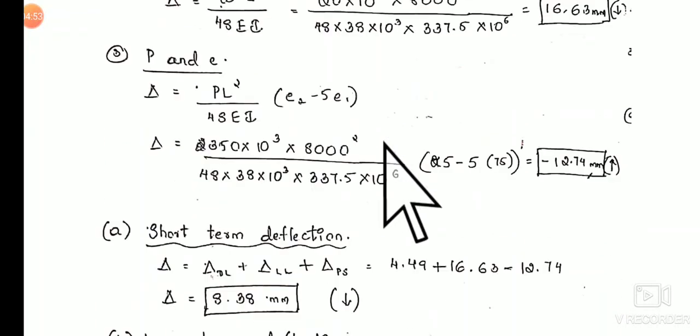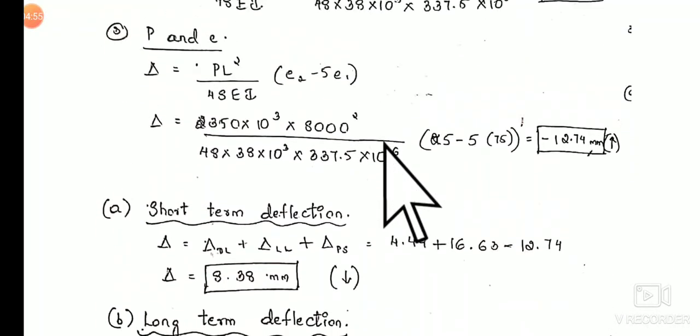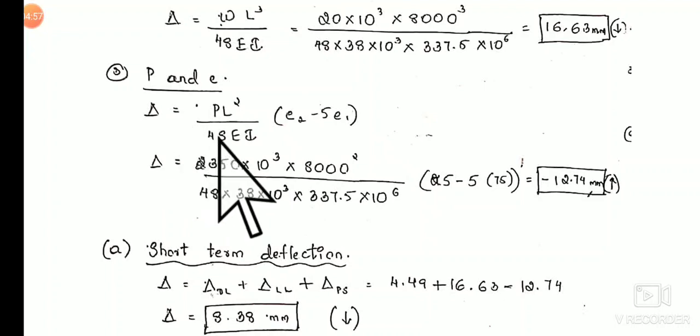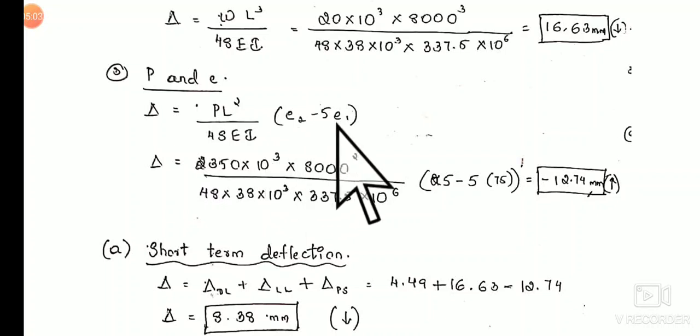Now, for that type of condition we have the formula: delta is equal to 1 by 48 P L square by EI into (E2 minus 5 E1), where E1 is the eccentricity at the midspan, E2 is the eccentricity at the supports.